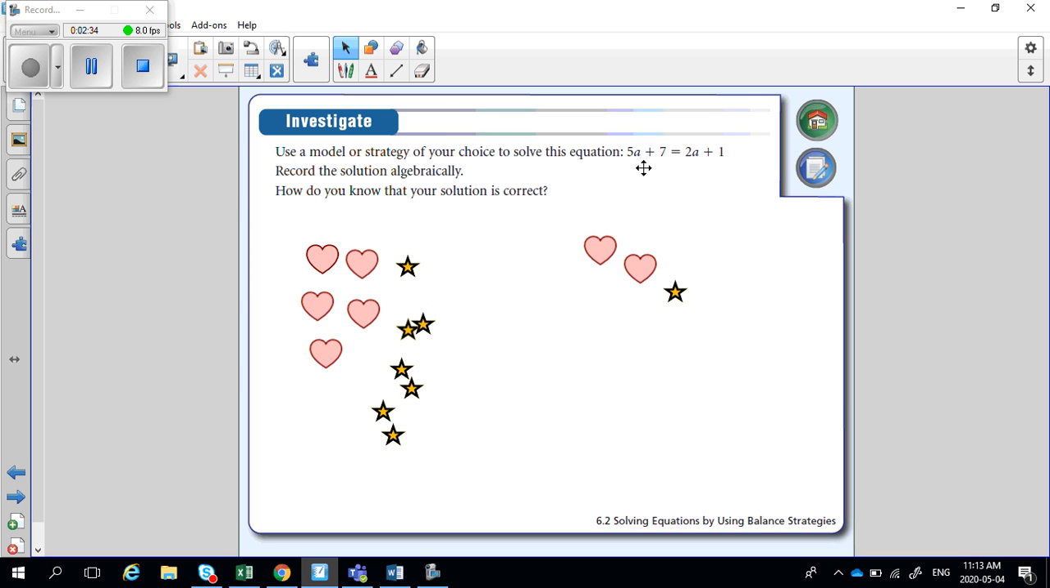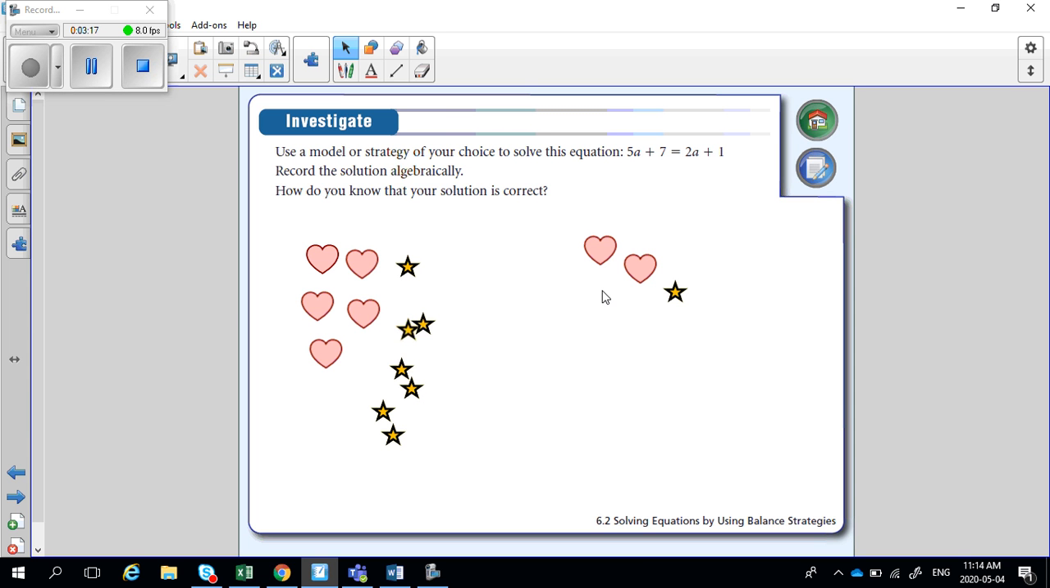We're going to try to figure out A equals what? So what's A equal to in this equation where we have 5A plus 7 equals 2A plus 1. What I did to start out is I put in some symbols here. You can see I have 5 hearts on this side and 2 hearts on this side. Why? Well, my hearts must be A's, right? Because I have 5 A's and 2 A's. 5A plus 1, 2, 3, 4, 5, 6, 7 stars. Those are my ones. So 5A plus 7. This would be one side of my balance equals 2A plus 1. This would be the other side of my balance.